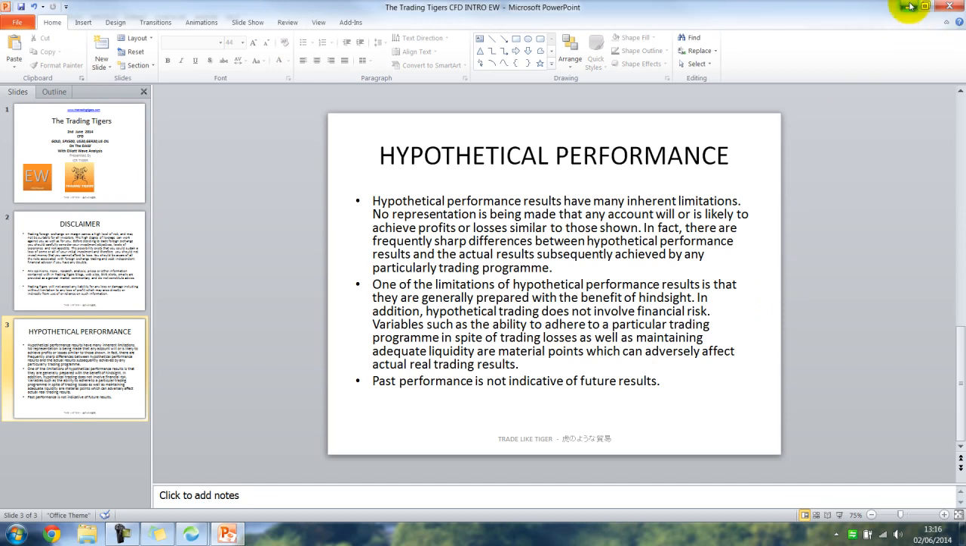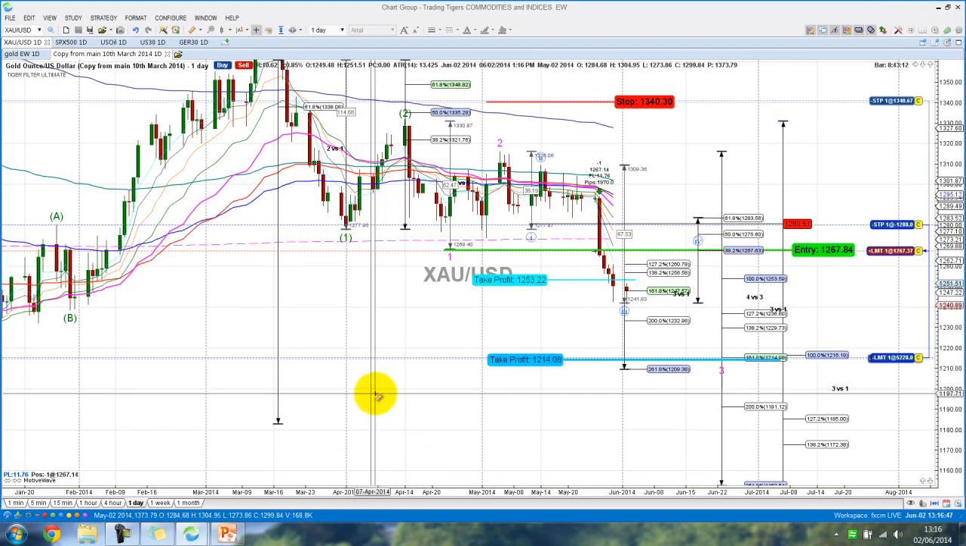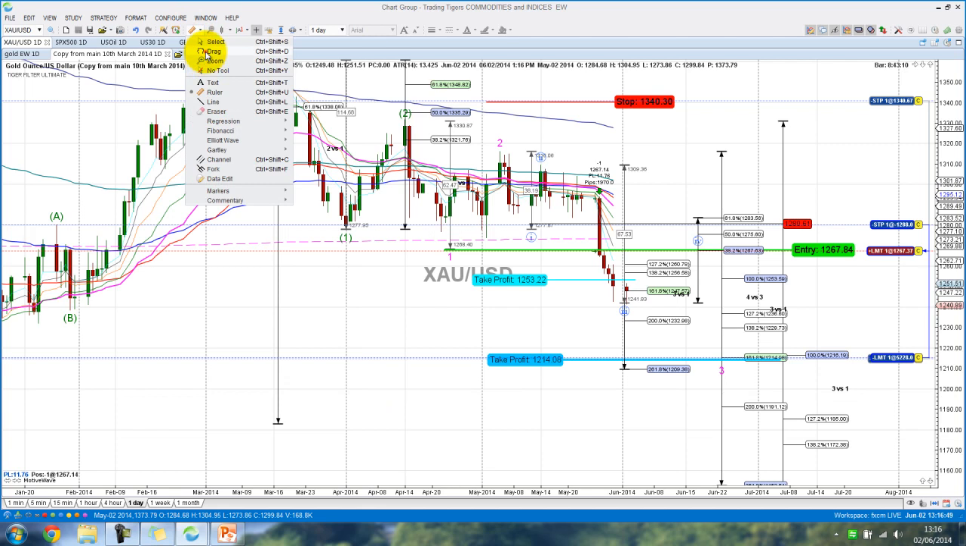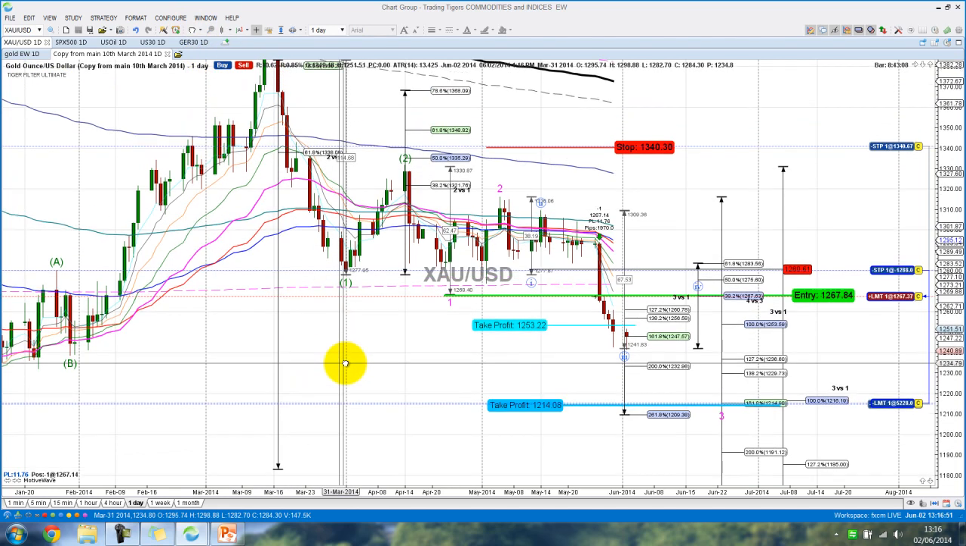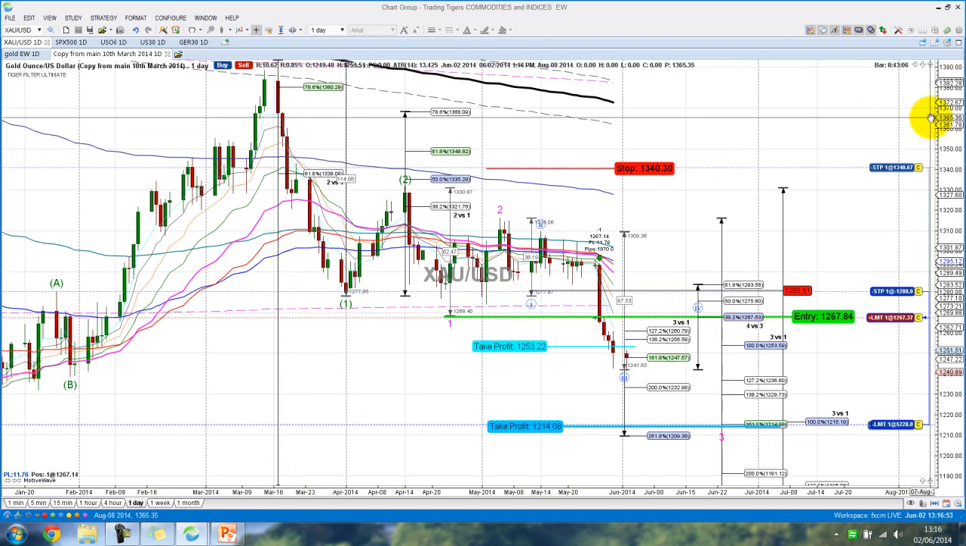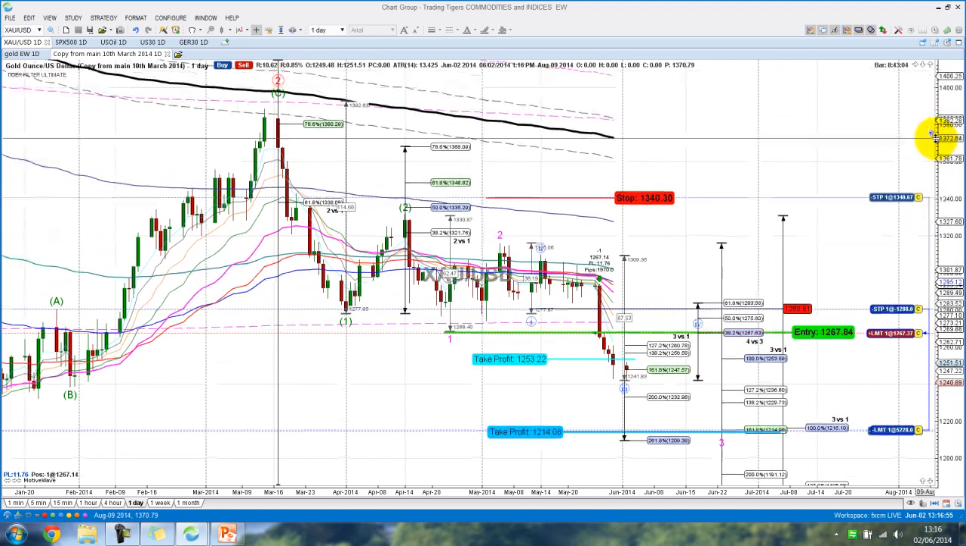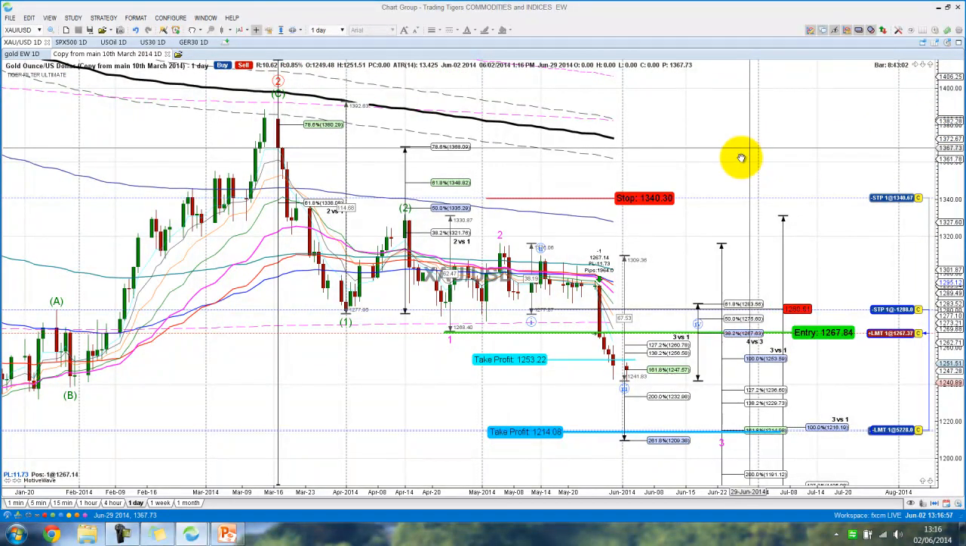Okay, fine, so let's go to the charts. Here we have the daily chart of gold. That's following the US dollar. Once again, I have to reiterate, this is a CFD. We're on the daily chart.